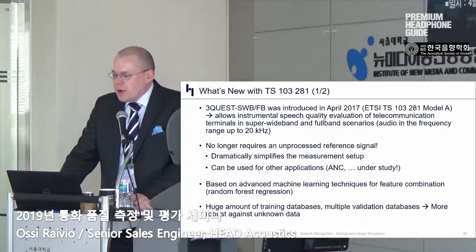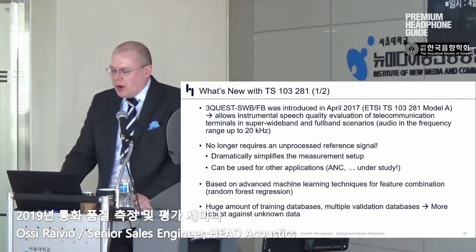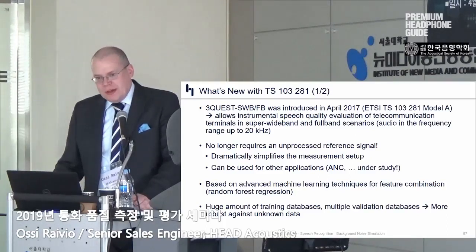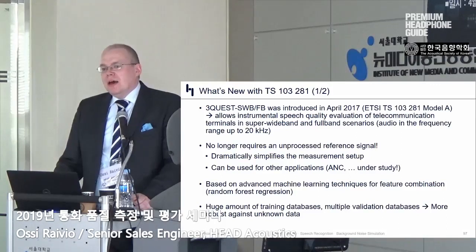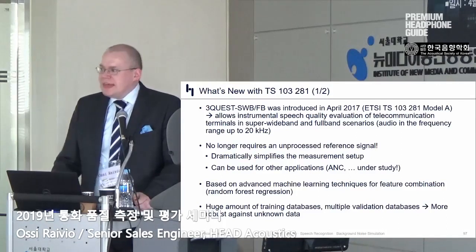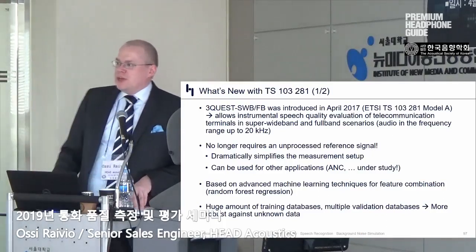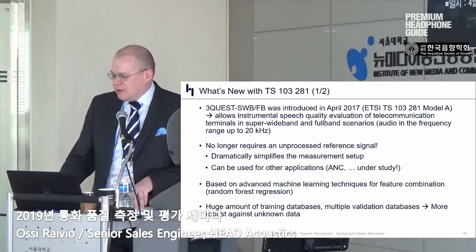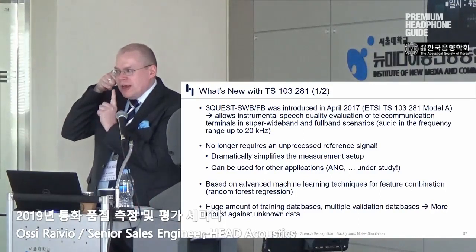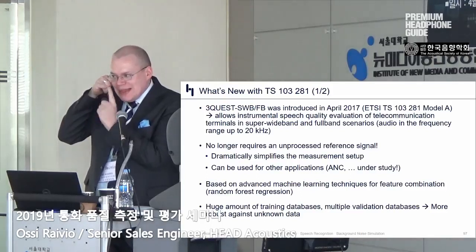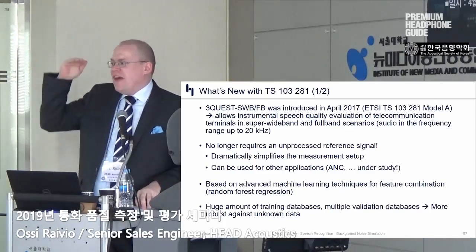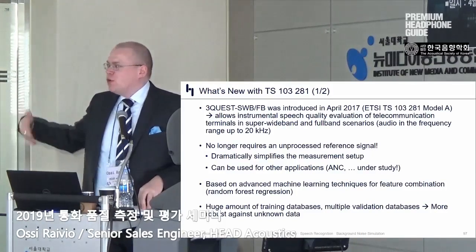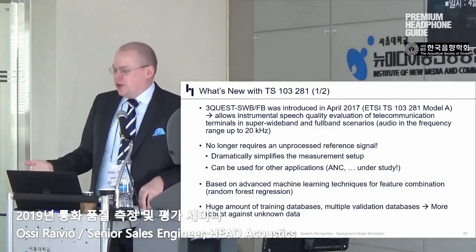So the 3QUEST super wideband full band, or TS 103 281 model A, whichever you want to call it, works with the clean speech and processed signal. It doesn't need the reference microphone anymore, which means that it is easier to measure, it's less hassle in the measurement chamber, but also it provides more reproducible results, because every time when you are positioning the reference microphone, there's always some freedom where you put it, and that will make your 3QUEST values vary in a certain range, especially between labs. But with the 3QUEST super wideband full band, because there is no reference microphone anymore, that source of uncertainty is completely gone.